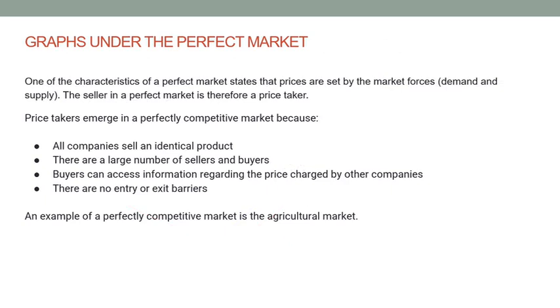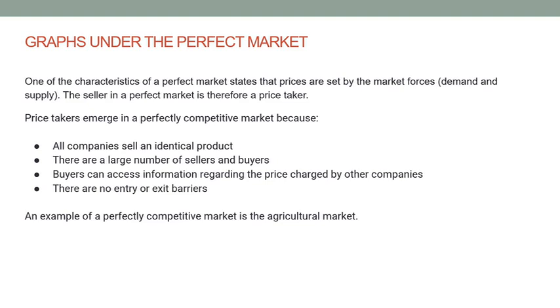Right, graphs under the perfect market. One of the characteristics of a perfect market states that prices are set by the market forces. And by market forces, we're talking about demand and supply. The seller in a perfect market is therefore a price taker. Price takers emerge in a perfectly competitive market because all companies sell an identical product.